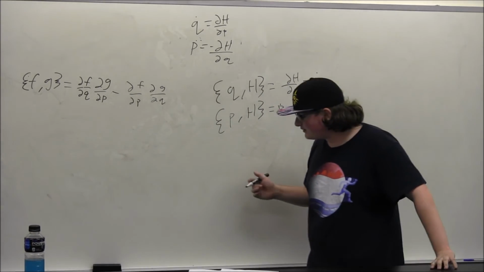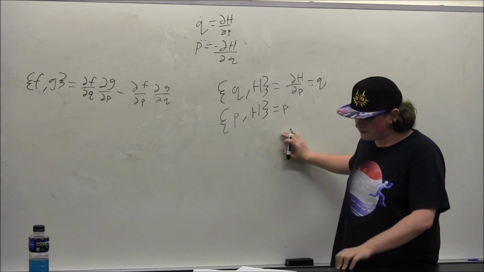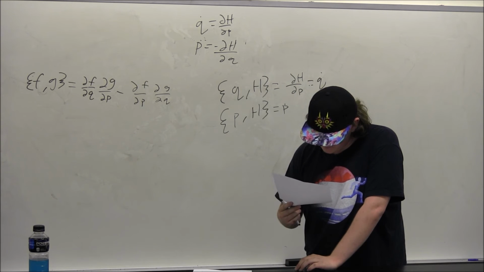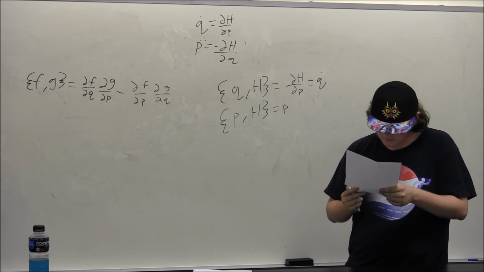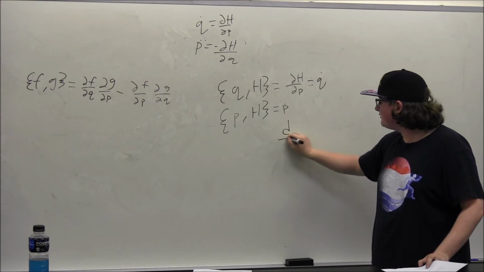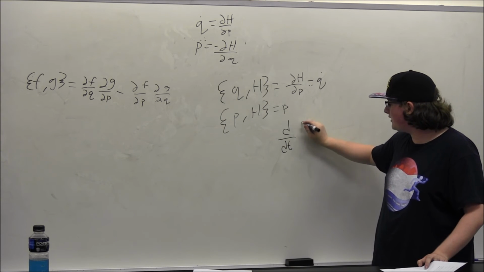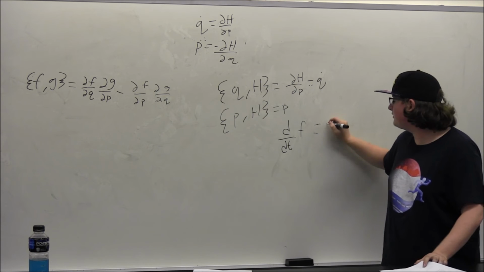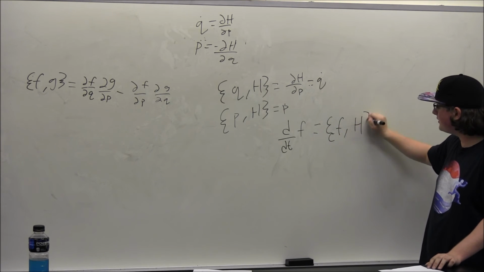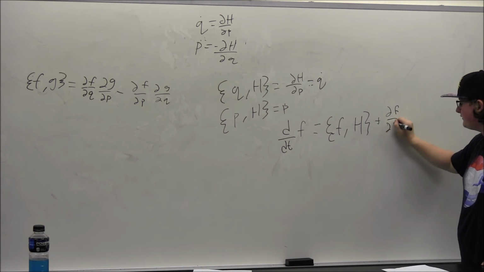More specifically, is it the time derivative or the partial time derivative? You get the time derivative without the partial. Yeah. So, to be more specific, to get the time derivative of some quantity, which I'll call F, we actually need to take the Poisson bracket with the Hamiltonian, and then also add on a partial time derivative.